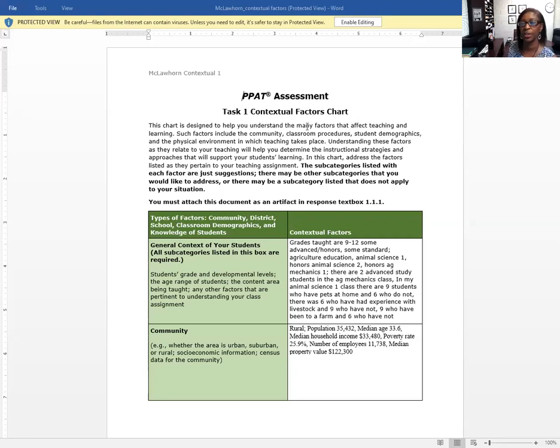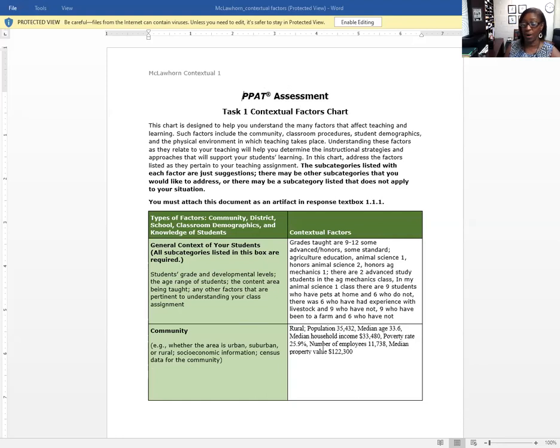The next one is the contextual factors chart. If you read your directions, it simply tells you that you are asked to provide examples of the type of factors that are listed: the general context of your school, and then it lists the categories. All you have to do is talk about it. It says that grades taught were 9 through 12, some advanced honors and some standard, agriculture education, animal science, advanced study. He just listed what was being taught in the context of that school.